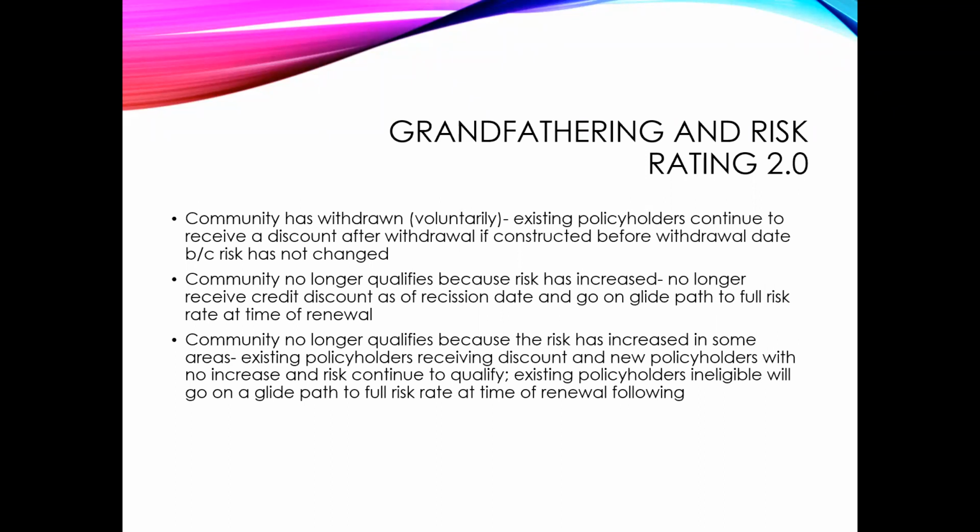And then policyholders that are in a community where some become ineligible because risk in their area has changed. So those policyholders will not be eligible, and they are going to go on the glide path to their full risk rate, and then policyholders that are still eligible can keep it.